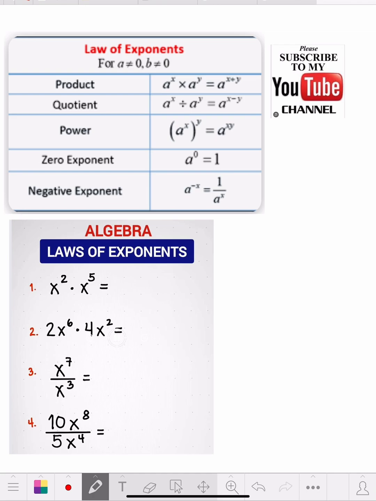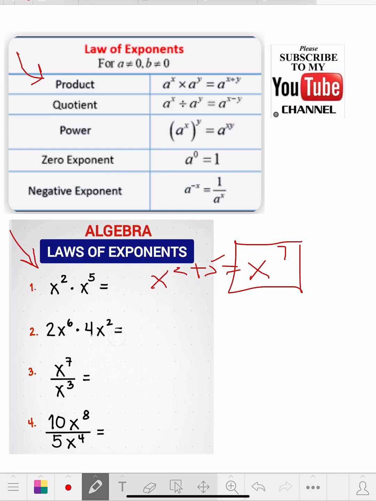So with the first one here, okay, we got x squared times x to the fifth. We look up here, that's called the product law of exponents, product, right there. So it shows you add them. Okay, so all you really do is go x to the 2 plus 5 equals x to the 7th. And that's the answer. That was it. Okay, now let's look at the next one.